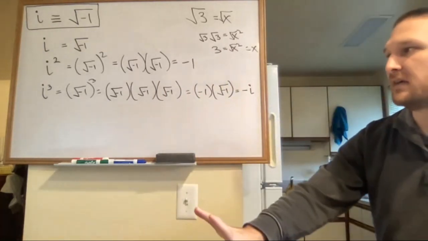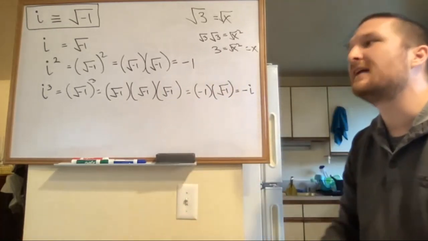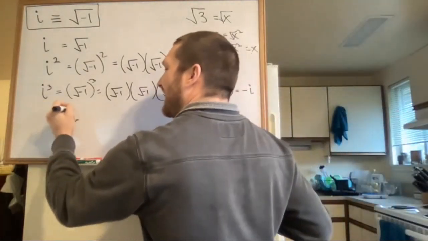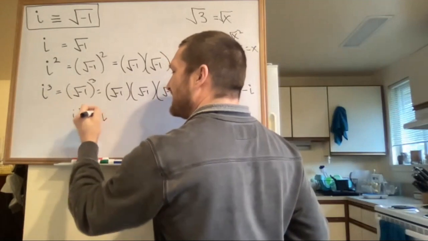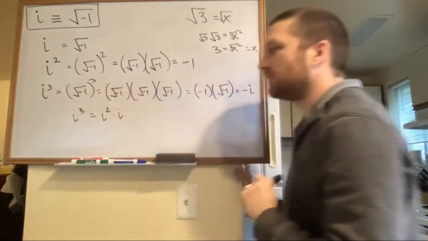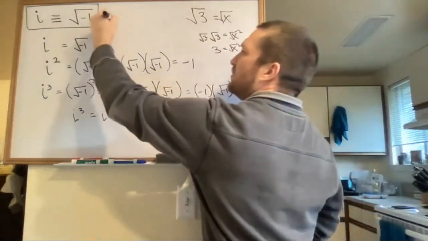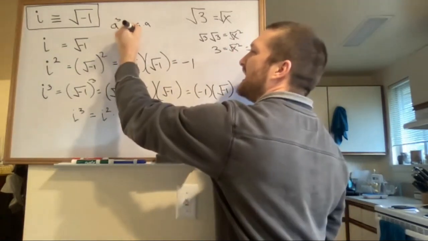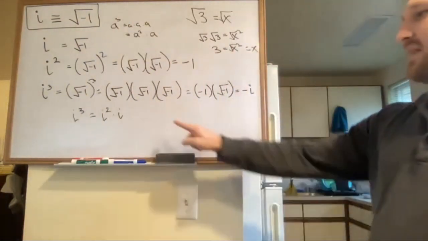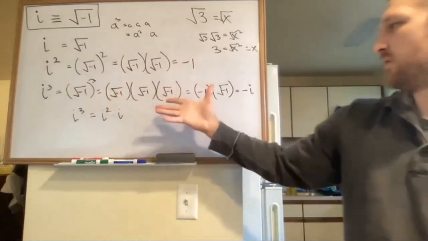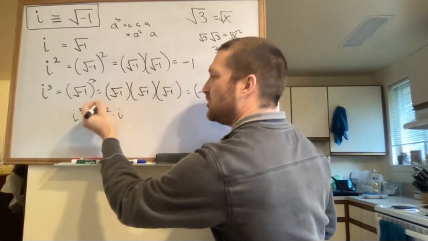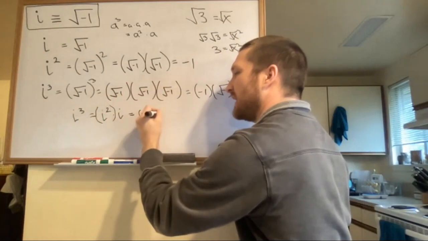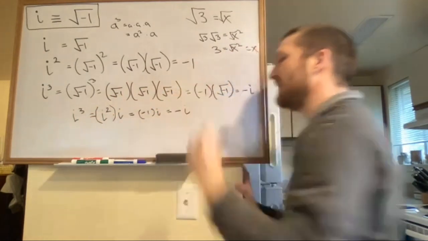Now, another way I could have done this, which is perfectly fine, and in practice a little bit easier, is to say, well, wait a second. Any number to the third, like a to the third, is equal to a times a times a. And so I could rewrite that as a squared times a. That's exactly what we did. I cubed is i squared times i. But i squared, by definition, is negative one, times i. And so that's just negative i right there.